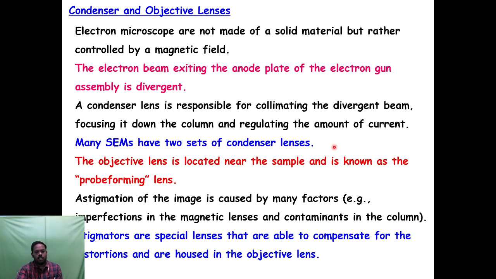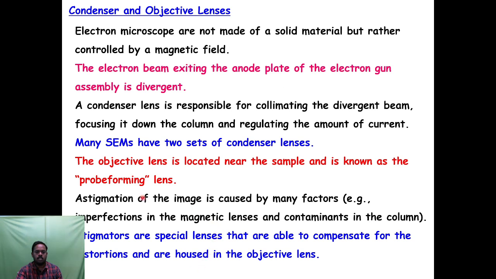So many SEMs have two sets of condenser lenses, and in addition to the condenser lenses, we have the objective lens, which is located near the sample. That is also called the performing lens. Any imperfection or any contaminants in the column will be corrected by the performing lens or the objective lens. So they are called stigmators. They are special lenses that are able to compensate for the distortions caused in the column or any imperfections in the image. That will be corrected through the special lenses, stigmators, which are kept in the objective lens itself. So the condenser lens will be collimating the electron beam which is produced from the electron gun.